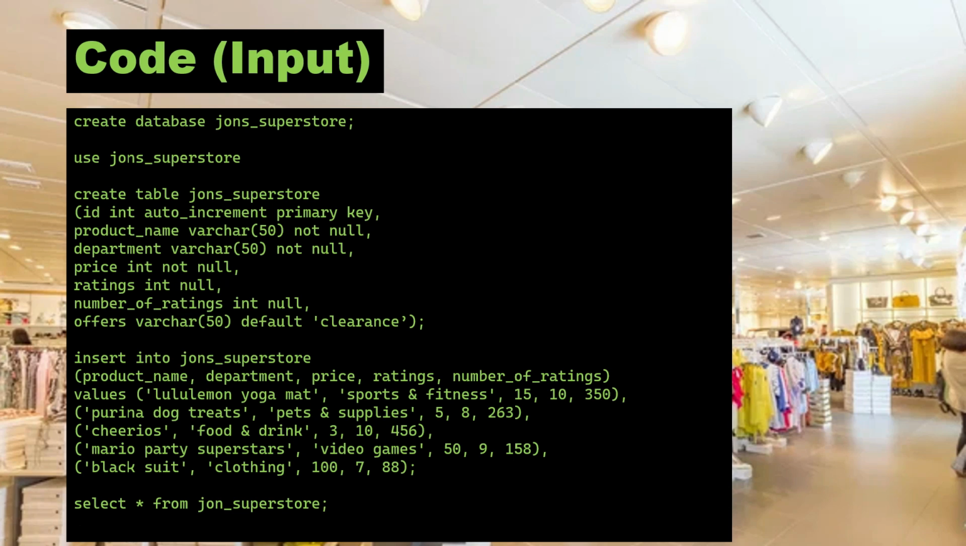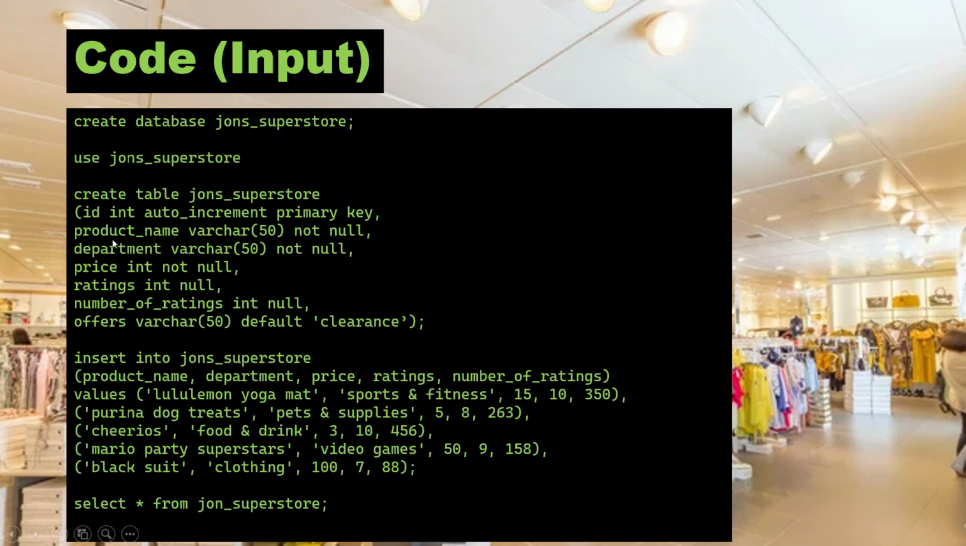So here's the code that I wrote. First I had to create my database, John's Superstore. Then I had to use it, which tells the computer to accept it. And down here is the table that I created. This is the ID, and it's an auto increment, which means it'll start with number 1 and count up. The primary key is basically a unique identifier, so it won't get confused. It won't have the same number. It'll have its own unique number.